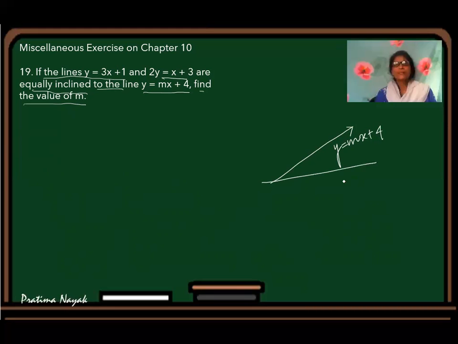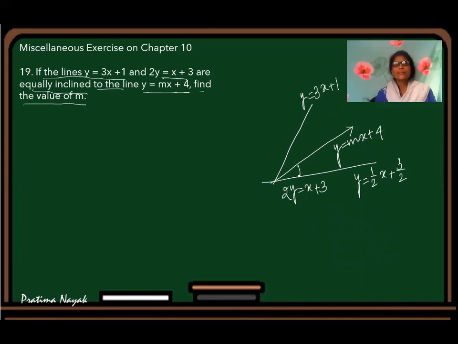This line is y = x + 3, or I can write y = (1/2)x + 3/2. And the third line is y = 3x + 1. And all are in slope form, so we don't have any problem, but it is given that they are equally inclined.